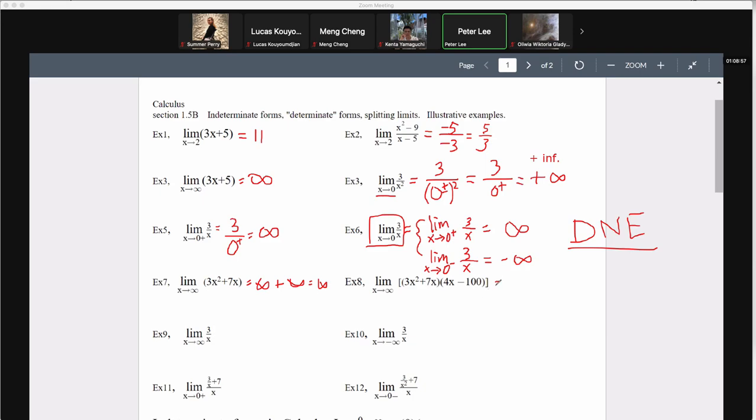This guy is going to be infinity, and then times infinity. So yeah, and then that will be infinity. Not a problem here. All the cases which you see right here, they're the easy case. Now what is example 9?